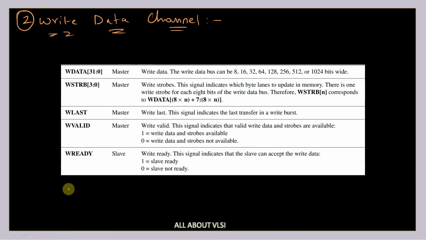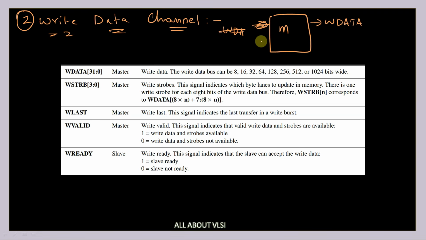Now in the case of our write data channel, again we will have a master. The very first signal which we are going to have is WDATA. This is the output of our master. WDATA is our output of a master. Now what is this WDATA? This WDATA is the write data.